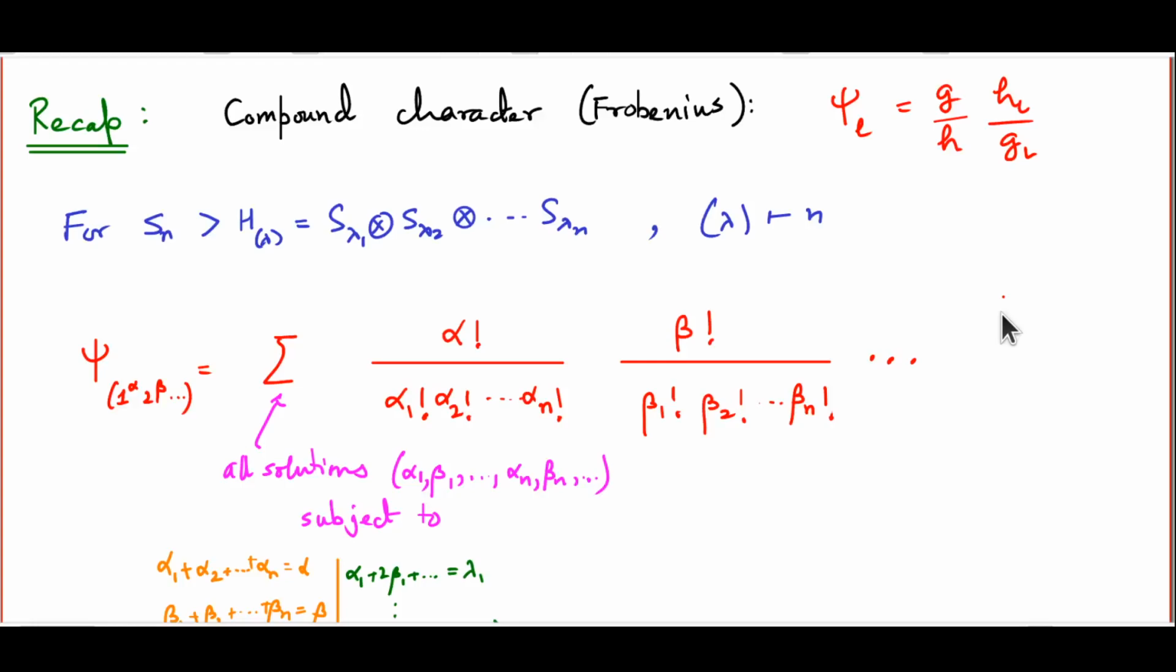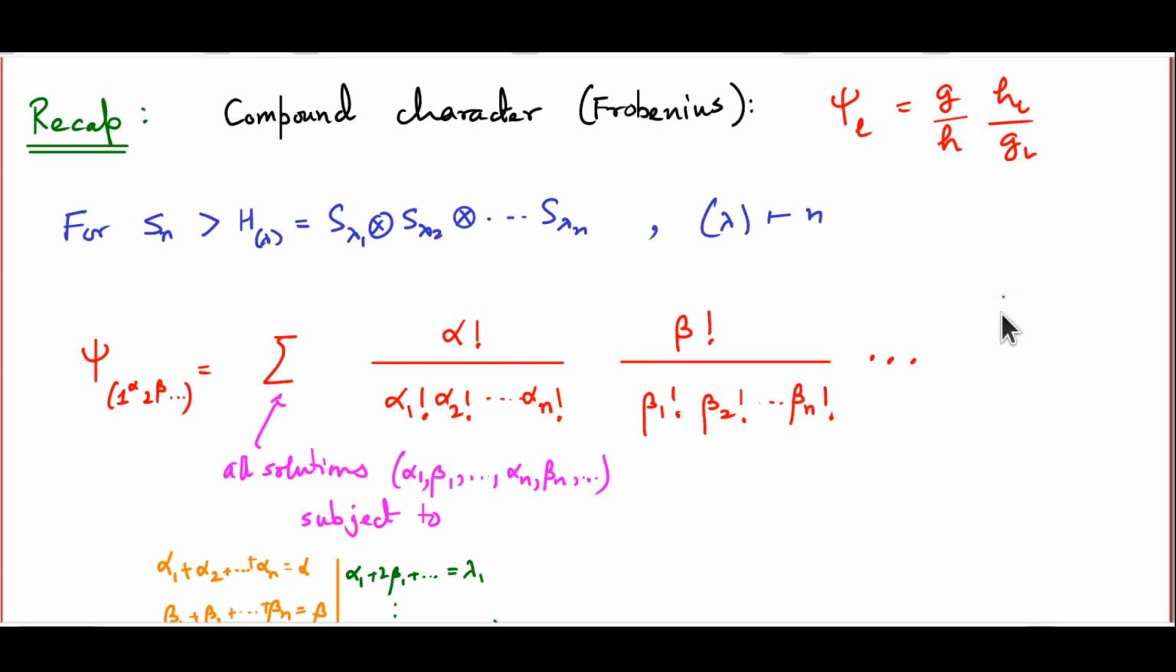Over the last few lectures, we have made quite a lot of headway in the theory of the representations of the symmetric group Sn. One of the major tools that we used there was this theorem due to Frobenius, which allowed us to calculate the compound character of a group starting from the irreducible representations of the subgroup.